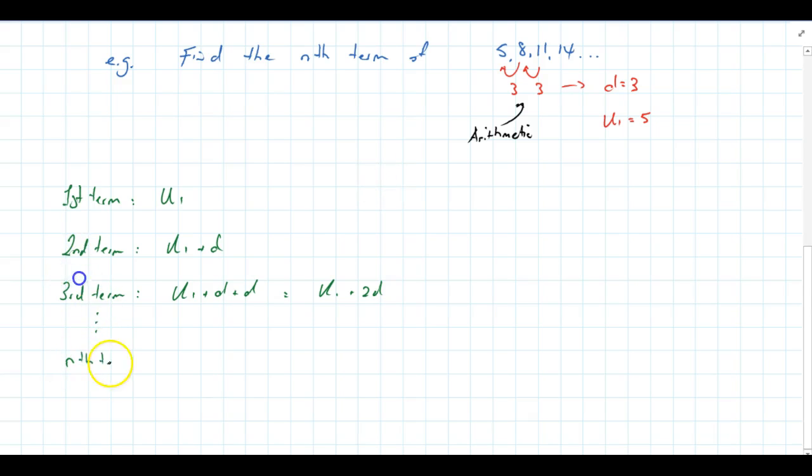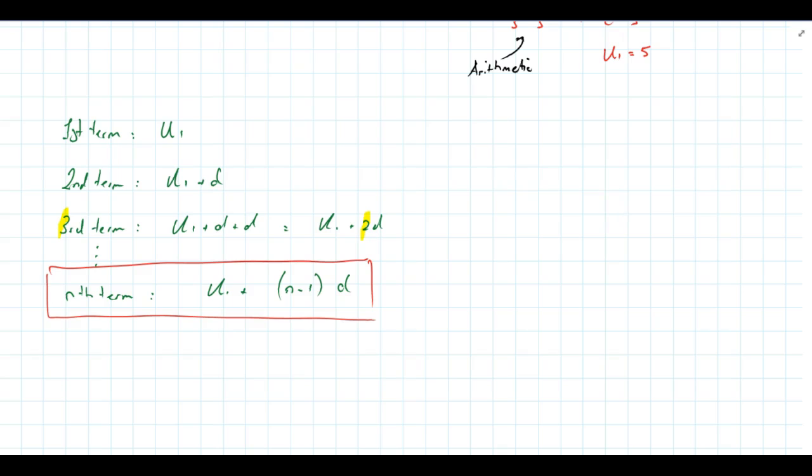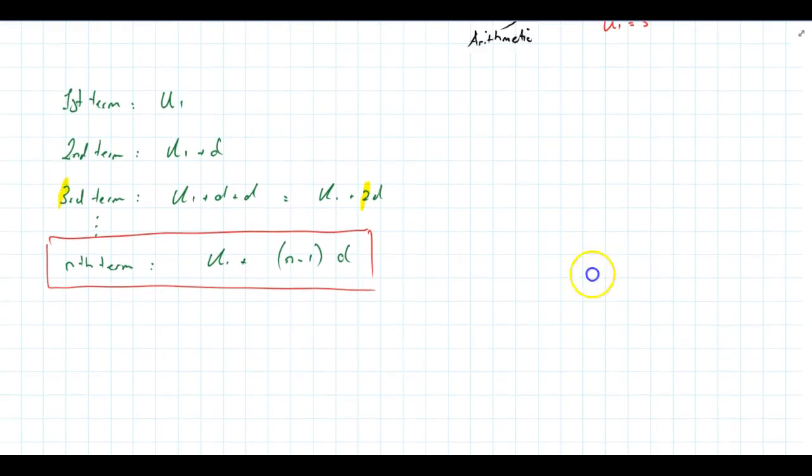So the nth term is going to be U1 plus, now this number here, and this number here, there's one difference. So it's going to be U1 plus, you got it, n minus 1 times D. So that's the nth term of an arithmetic sequence, and that's our first formula that we work on. These are all in our formula booklet that we use in the exam.